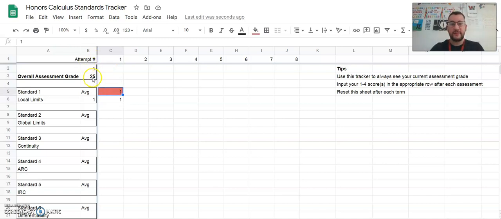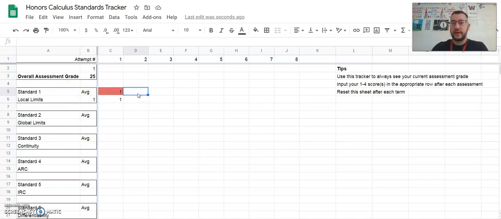Not a very good start to the year. I essentially have a 25% as an assessment grade, okay? But let's look at how the spreadsheet works and how standards-based grading actually helps you if you learn from your mistakes. So you guys have 2 more assessments this quarter, and they are each on standards 1 through 3. So the next time you have an assessment, you're going to get 1 question on local limits, 1 question on global limits, and 1 question on continuity. You will receive a 1 through 4 score for each of those standards.